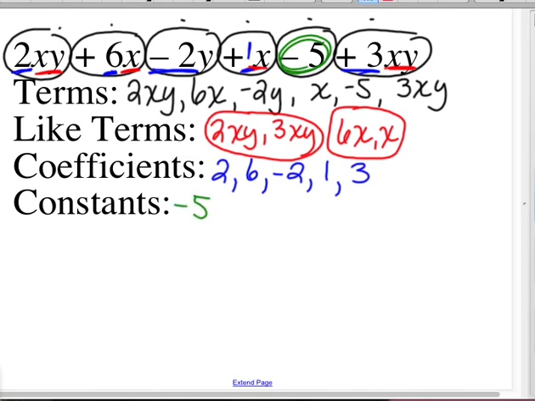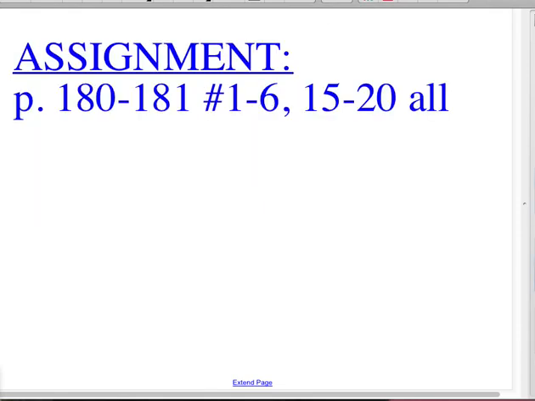Negative 5. So for now, we're just going to be focusing on identifying the different parts of an expression, figuring out who our like terms are, and then in the next lesson, we're going to actually practice combining our like terms. This is going to take us a few days to get through. We're not going to rush through it because this is really something that's ultra important to understand, truly, for the rest of this year and all through high school.